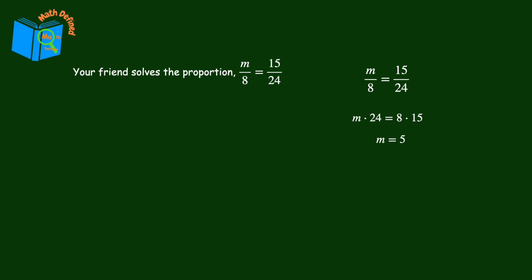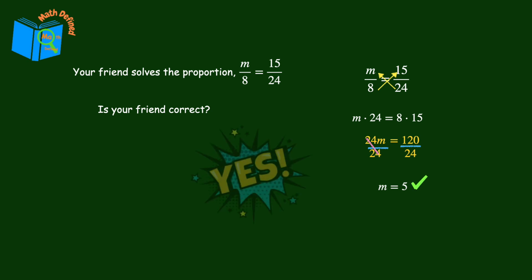This time, your friend solves the proportion m/8 equals 15/24 using the cross products property. Is your friend correct? Let's check the calculations. M times 24 is 24m, and 8 times 15 is 120. To solve for m, we'll divide both sides by 24. The 24s cancel each other out, leaving m, and 120 divided by 24 is 5. So, yes, your friend is correct.